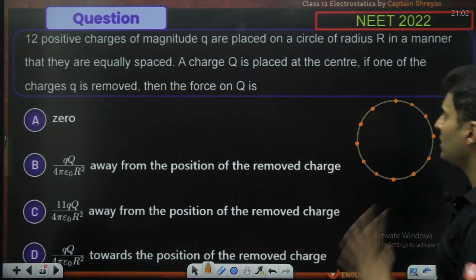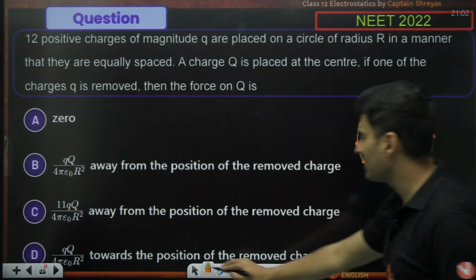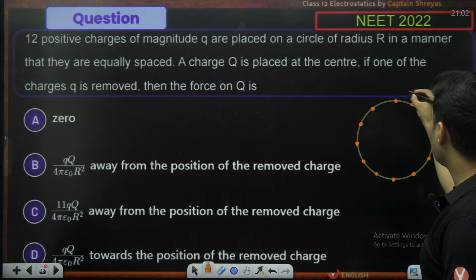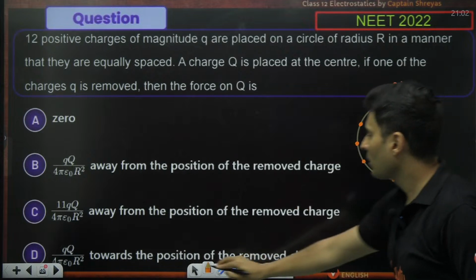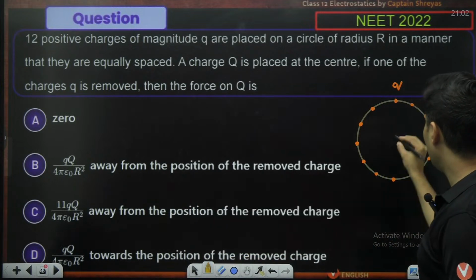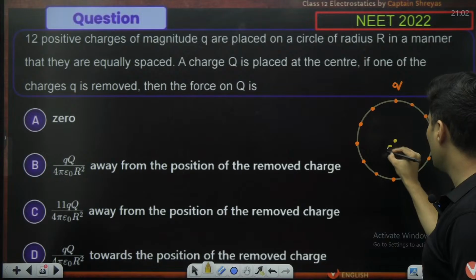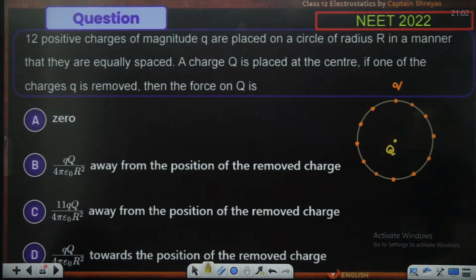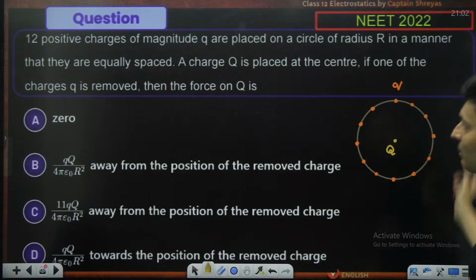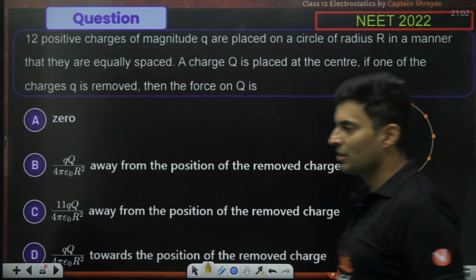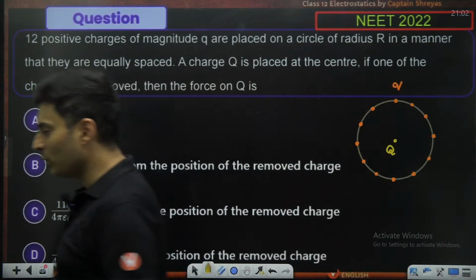Equally spaced. A charge capital Q is placed at the center. So each one of them is basically small q. And you are placing a charge capital Q at the center. If one of the charges is removed, then find the force on Q. Very beautiful question.